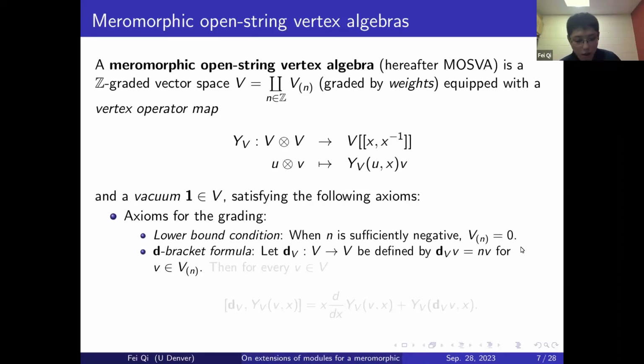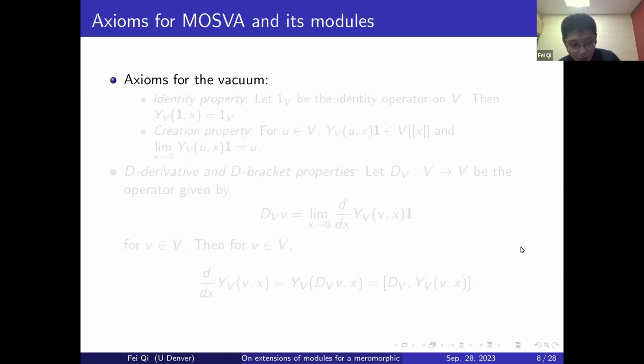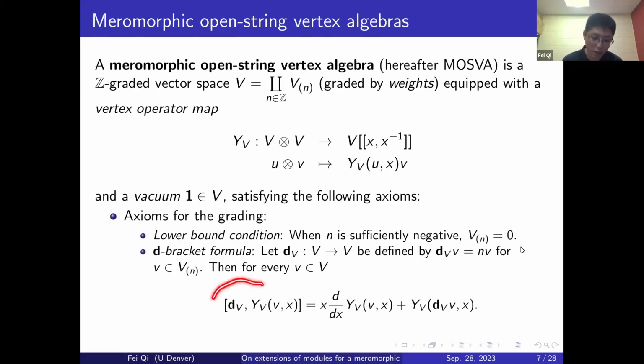Basically, the lower bold-face D here plays the same role as the L0 operator, except that you do not need a conformal element to define L0. We can simply define the lower bold-face D by the grading. We will have a grading, and we just let D be the grading operator. Then we require this commutator formula to hold regarding the grading operator D and the vertex operator.